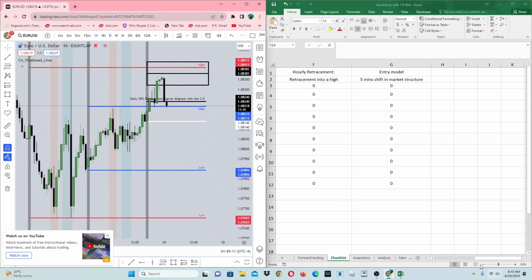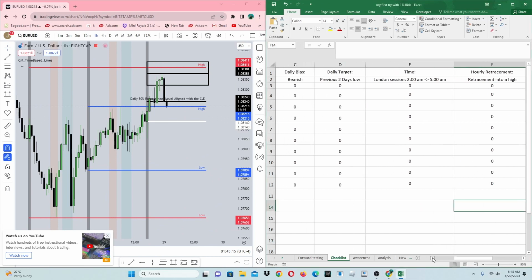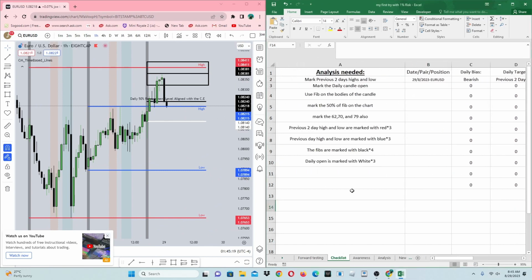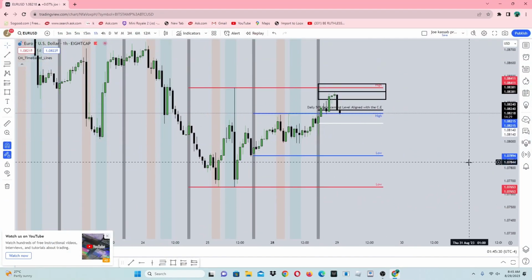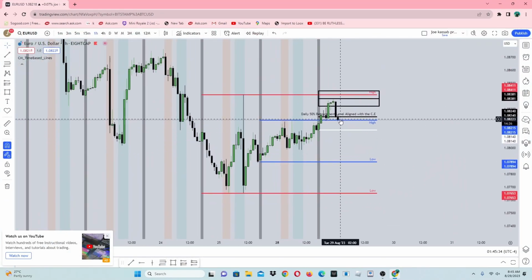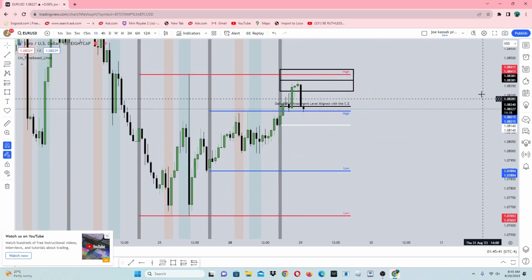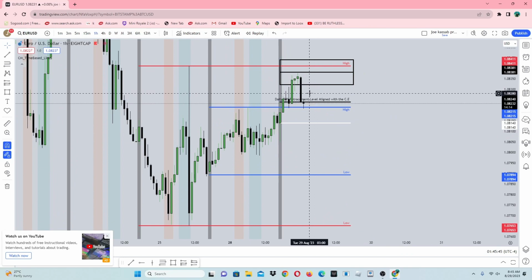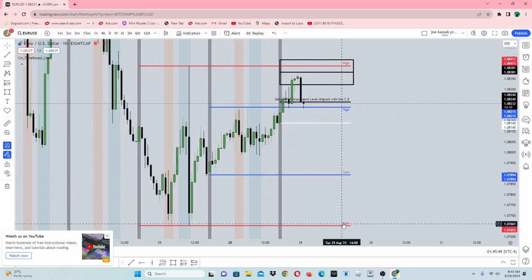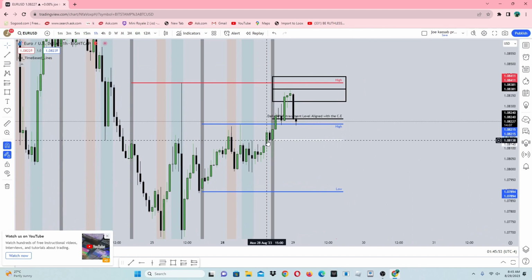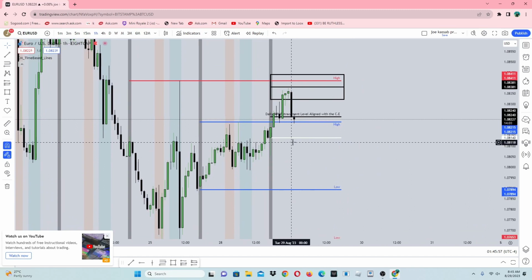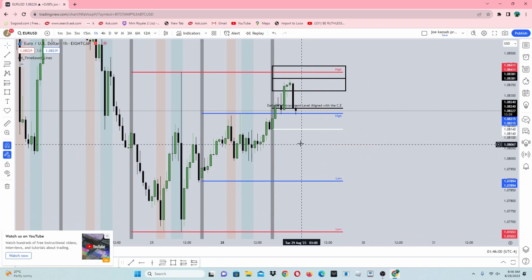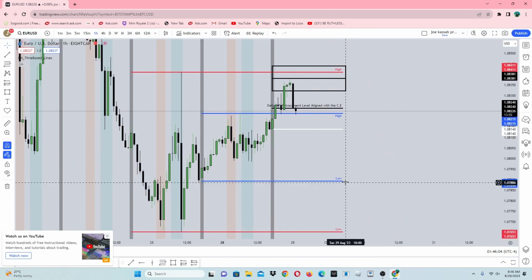So now everything is clear for me on my Excel sheet. Everything is checked. I have everything marked. I just need my entry to present itself and for me to enter. Now I will just be waiting to see when the next hourly candle, the 2 a.m. kill zone, opens for me to see retracement into this area right here and see a shift in market structure to the downside, targeting these areas right here. And also I will be monitoring the opening of the daily candle to see if we get some type of rejection from this area, but usually it will break down into these areas right here.